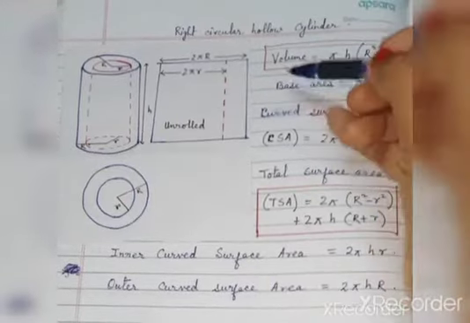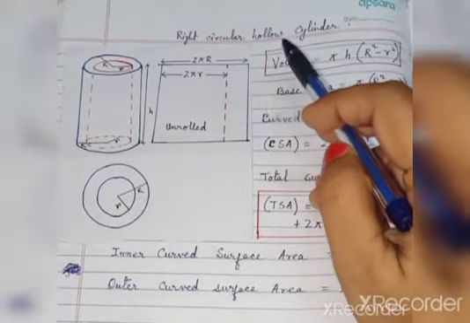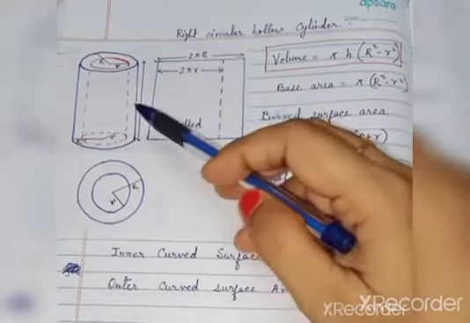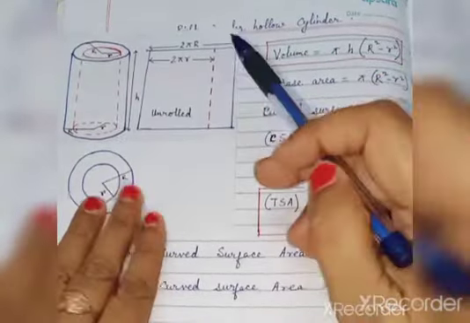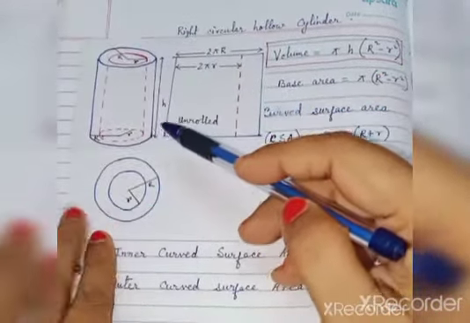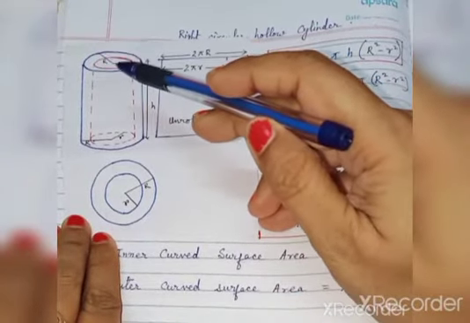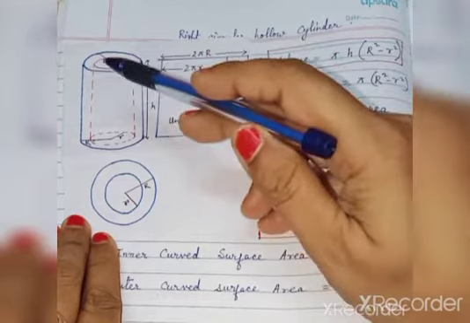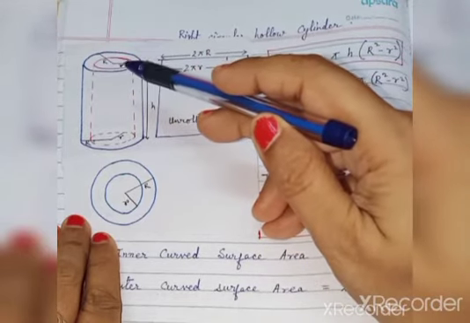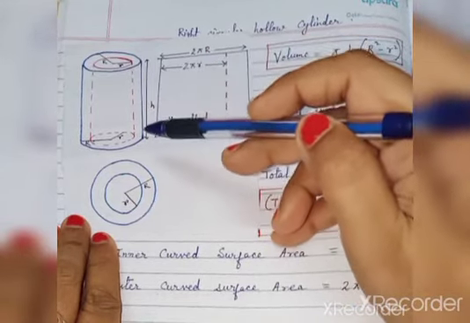Student, now we will understand the right circular hollow cylinder. So this is the figure of a right circular hollow cylinder. You can see here that two radii are there: the outer one, the capital R, and the inner one, the small r, and both have the same height h.